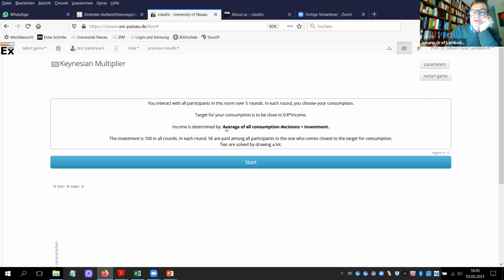Income is determined by the average of all consumption decisions plus investment. The investment is 100 in all rounds. And today we're going to play for real money.